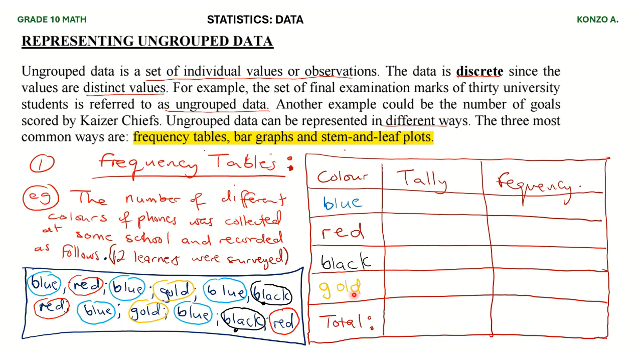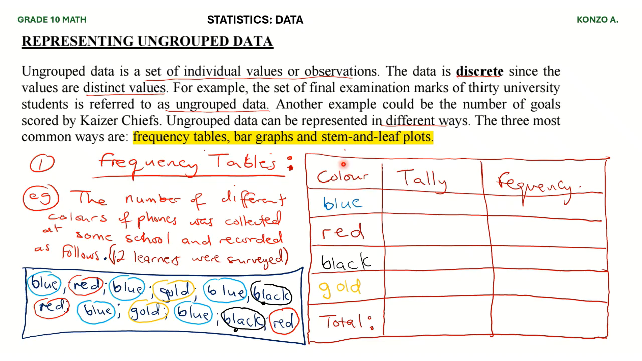In this blue box, I recorded the response that each learner gave us. The first one told us blue, the next one told us red, the next one blue, then gold, then blue, black, until we had asked all 12 of these learners. How would you then represent this data in a frequency table?